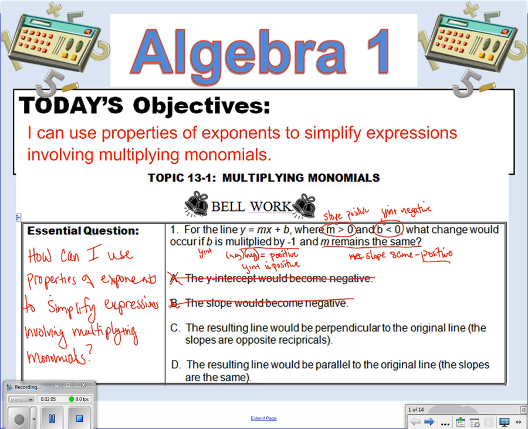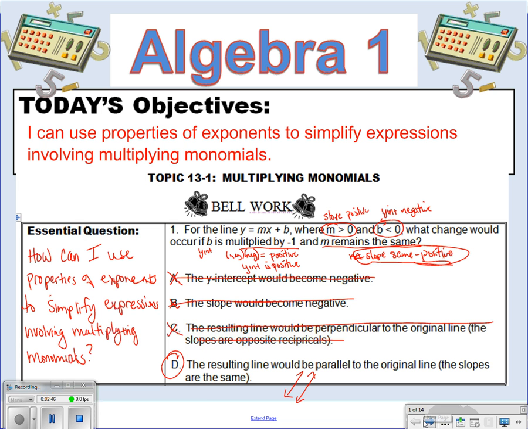C says the resulting line would be perpendicular to the original line. This means that their slopes are opposite reciprocals. That means the slope of our original has to be the opposite reciprocal of the slope of the new one. But we know that our slopes are the same, so C is not it. D says the resulting line would be parallel to the original line. If the lines are parallel, that means they have the same slope. They will not touch and they have the same slope. And sure enough, our slope remains the same, and so D is our correct answer.